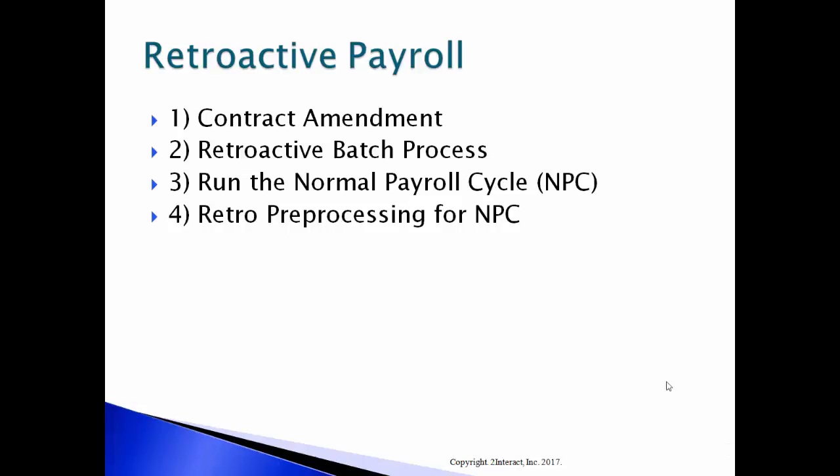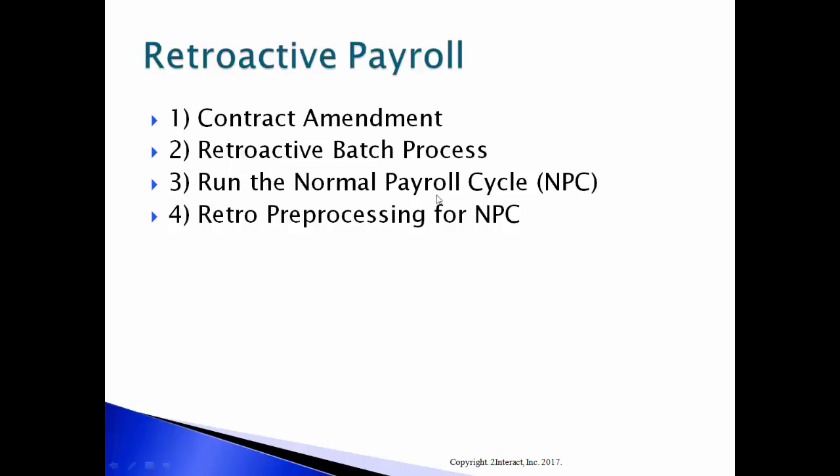steps. The way it works is, first of all, you need to make your retroactive change, which you can do through an HR action or a contract amendment, depending on how you want to work and in which country you're operating. Secondly, you need to run a retroactive batch process, which means the system is going to initialize all the retroactive changes and make them effective in the payroll.